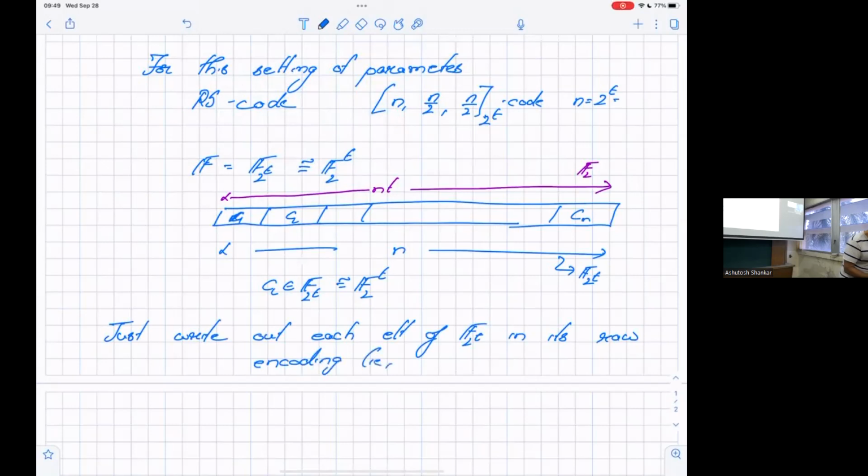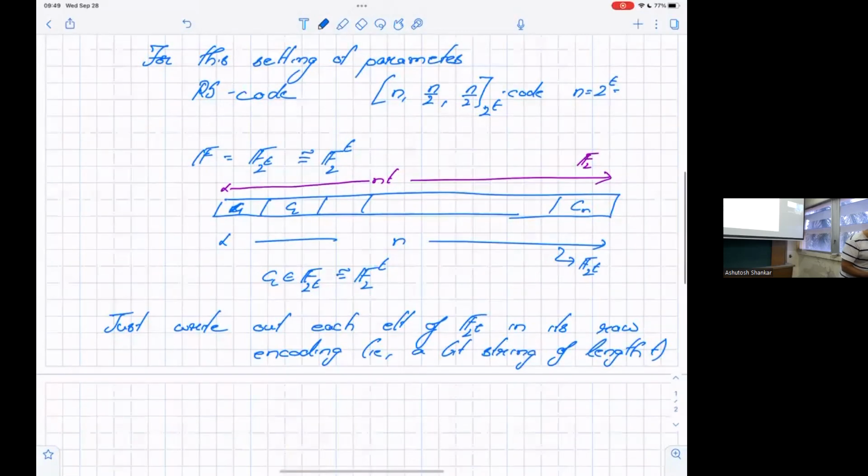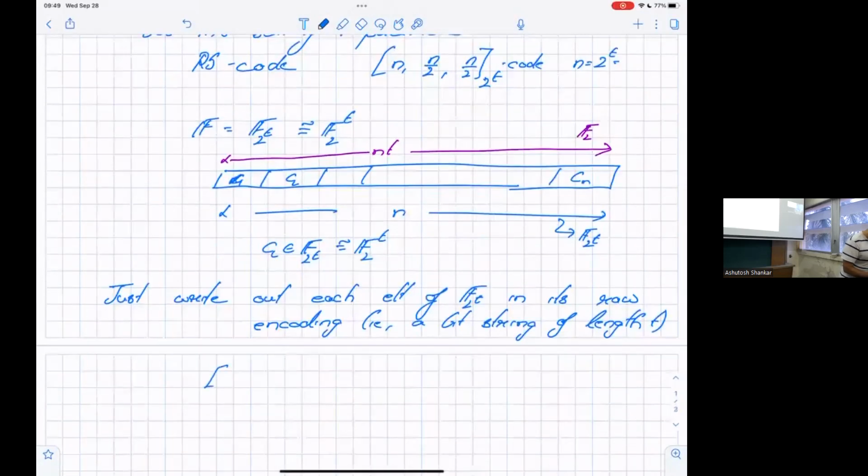That is a bit string of length T. What do we get? Let's look at the code now. The block length is NT. It's a linear code as well, with square parameters. What's the dimension?